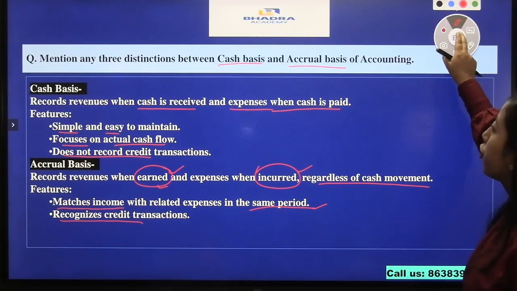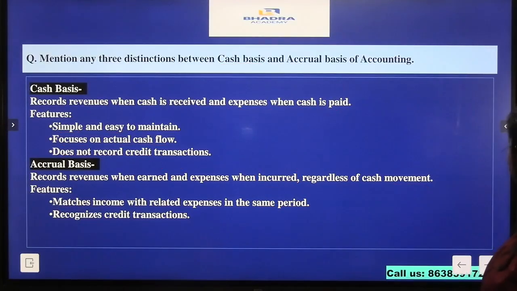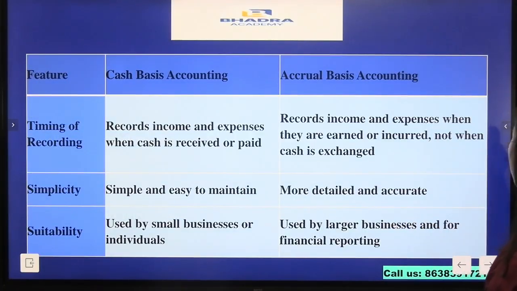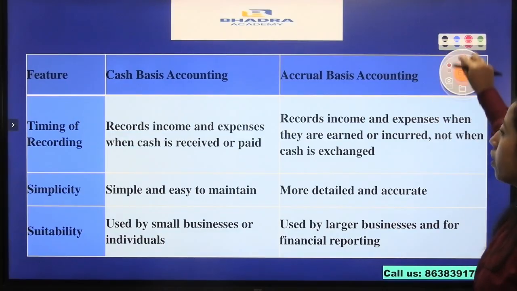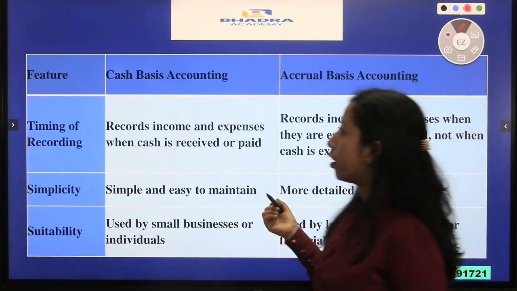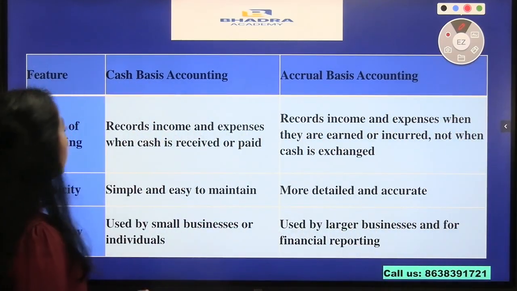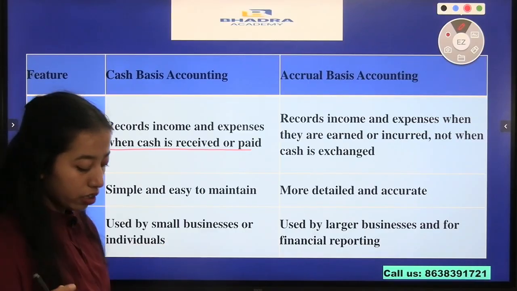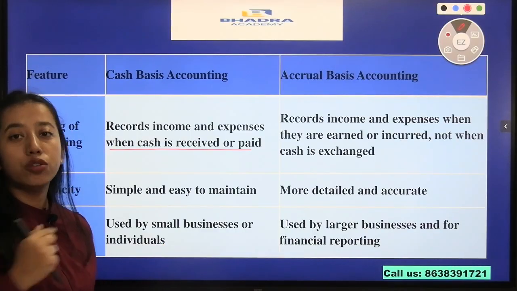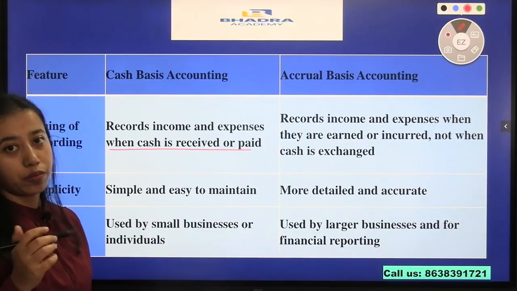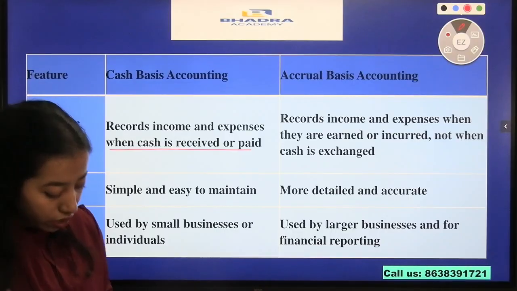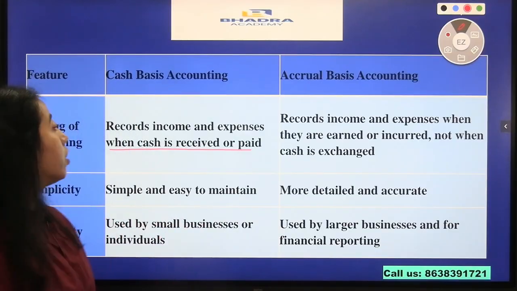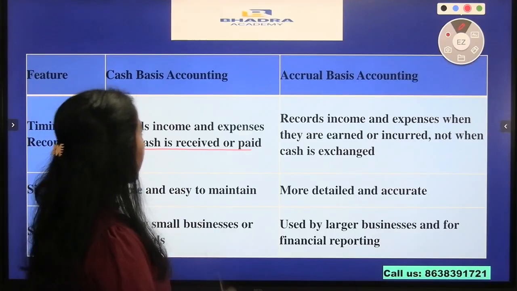Now we move to the points of difference or distinction. The points of distinction between cash basis of accounting and accrual basis of accounting are: first is timing of recording. In the cash basis of accounting, income and expenditure are recorded when cash is received or paid. As I said earlier, recording is done only on the date when cash comes in or when cash goes out.